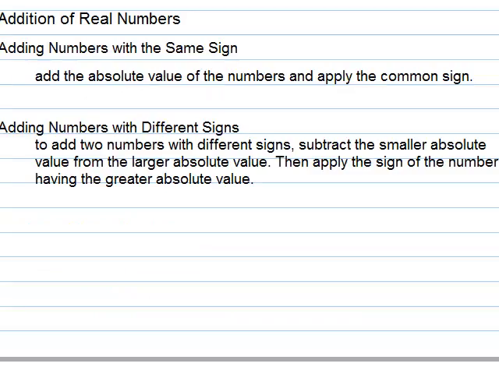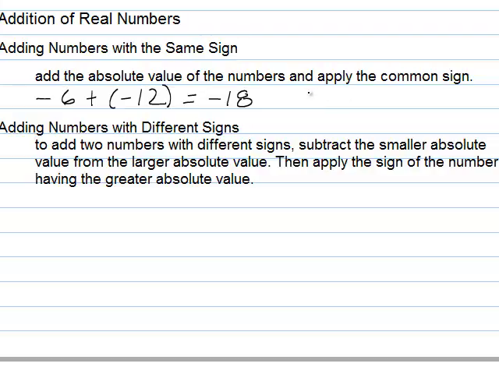Addition of real numbers. Adding real numbers with the same sign. When we add two numbers with the same sign, we add the absolute values of the numbers and then apply the common sign. So if I had -6 plus a -12, then I combine 6 and 12 is 18, and I apply the common sign. So both are negatives, we end up with -18. We saw this one with the number line, and we see that we get the same answer.